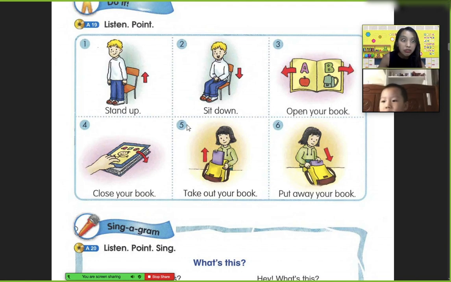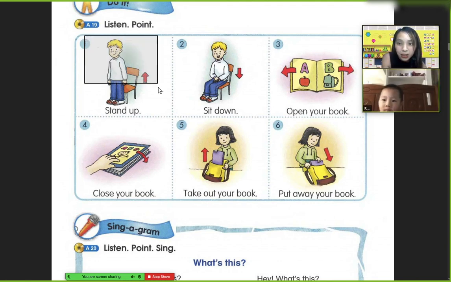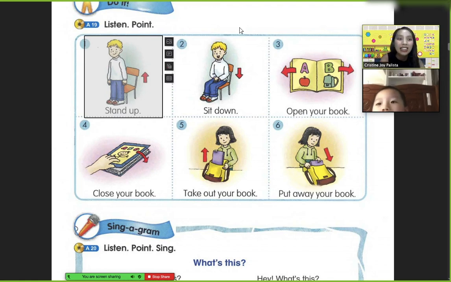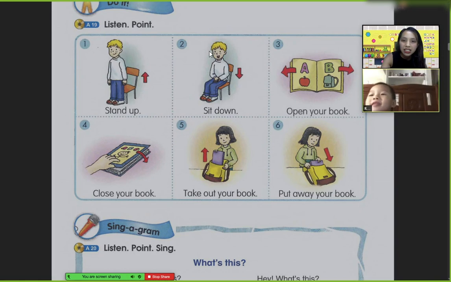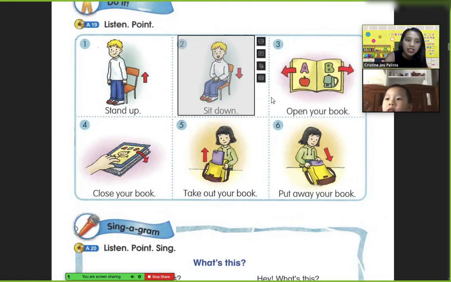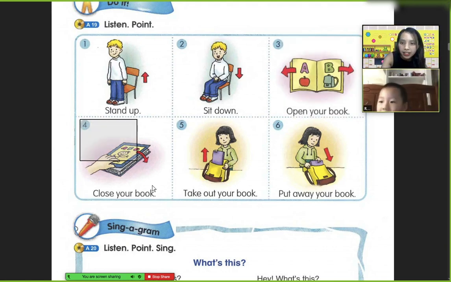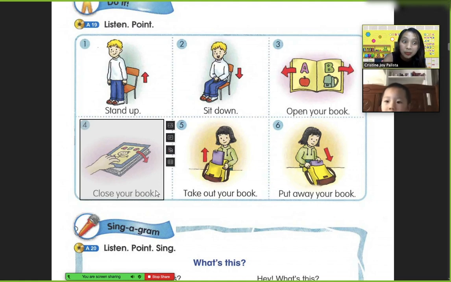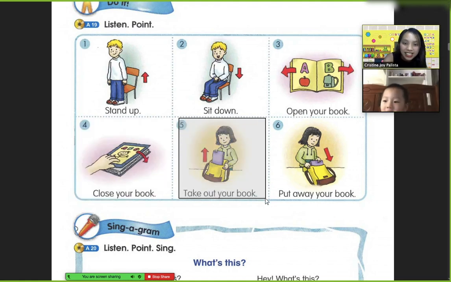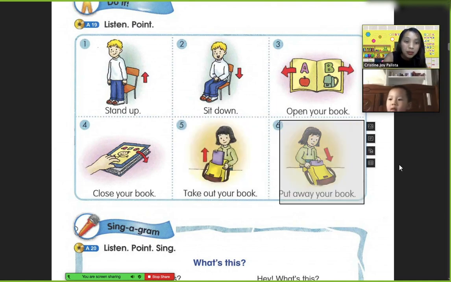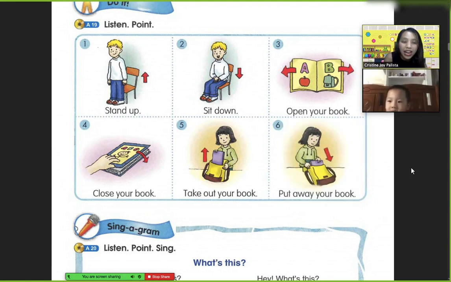Alright, okay. Now let's review what we learned yesterday. Please tell me what this is, Ryan. Stand up, very good. This one is? Good job. Sit down. This one is? Open your book. Good job. This one is? Close your book. And this is? Take out your book. Good job. Number 6. Put away your book. Good job.